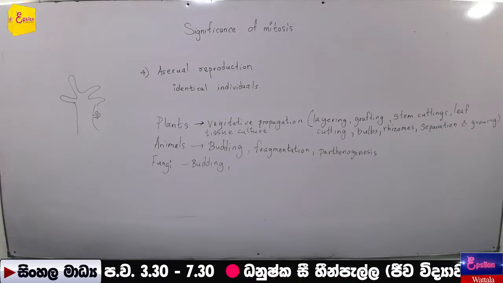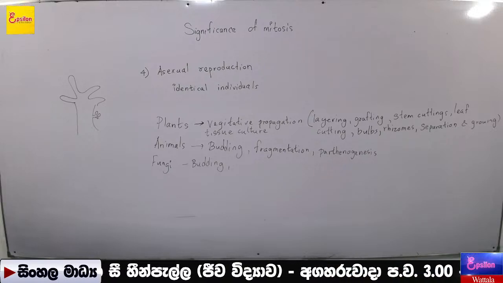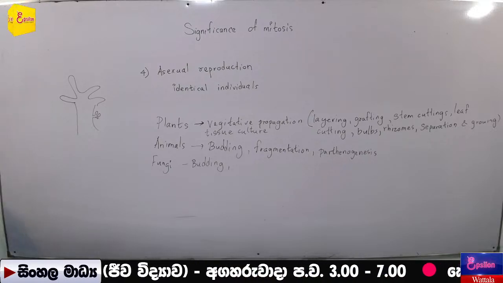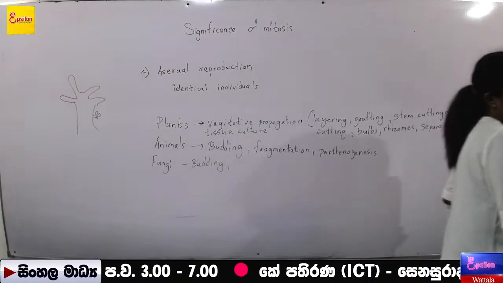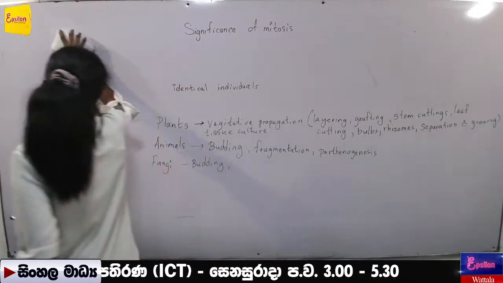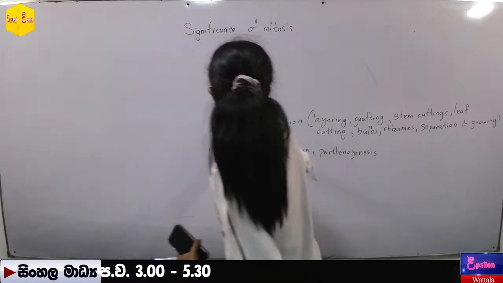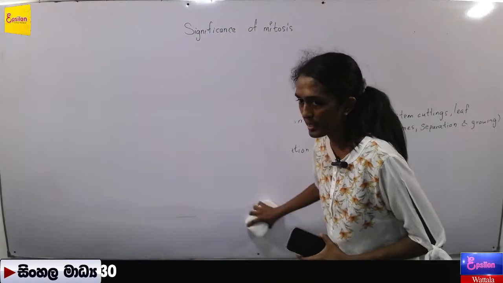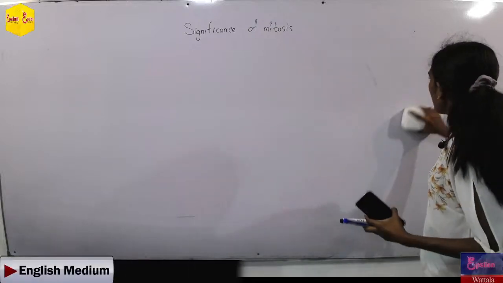Done. Quickly write the topic meiosis. We'll be moving to meiosis also today. So this is the second type of nuclear division, meiosis. If you compare with mitosis, meiosis halves the number of chromosomes, right? An individual will be producing N cells, right? So diploid to haploid.